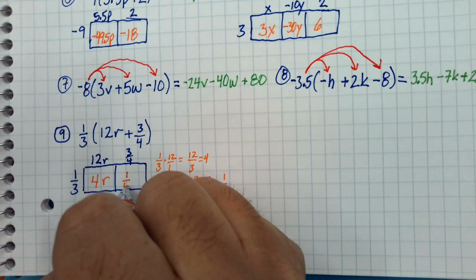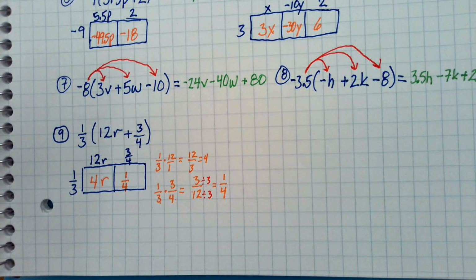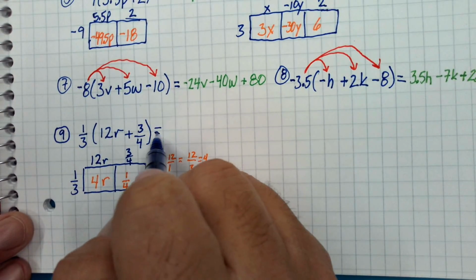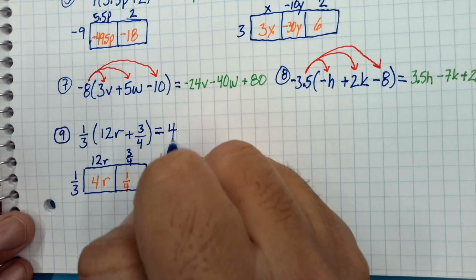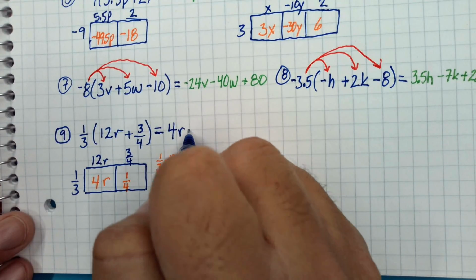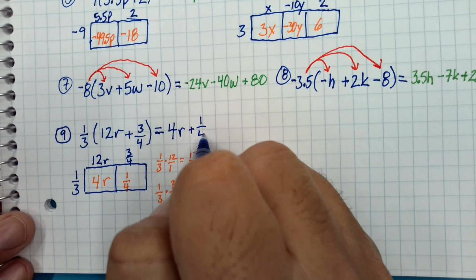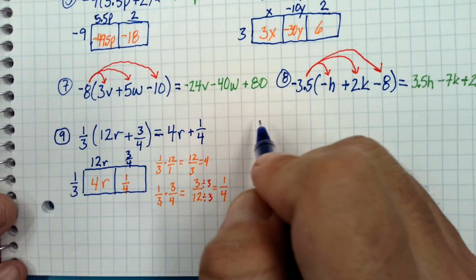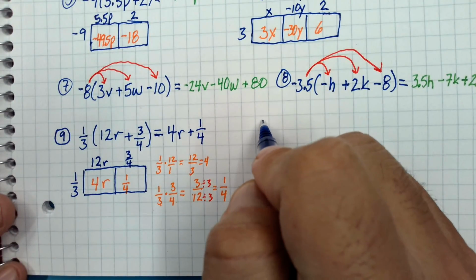Are we done? I said, are we done? We're almost done though, right? We have to do 4R plus 1/4. So the answer would be 4R plus 1/4. Okay? Any questions on that? Okay, let's try this one. Number 10.